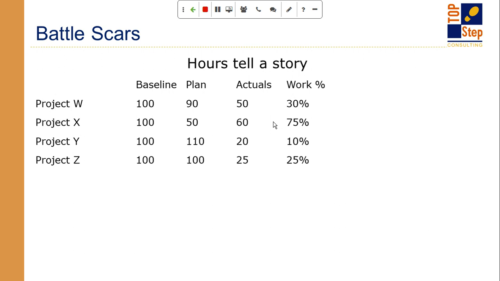So from a battle scar perspective, if you look at these numbers and you just look at the numbers, you're like, okay, I'm under budget, except for Project Y where I expected to go over budget, but it's still early on.